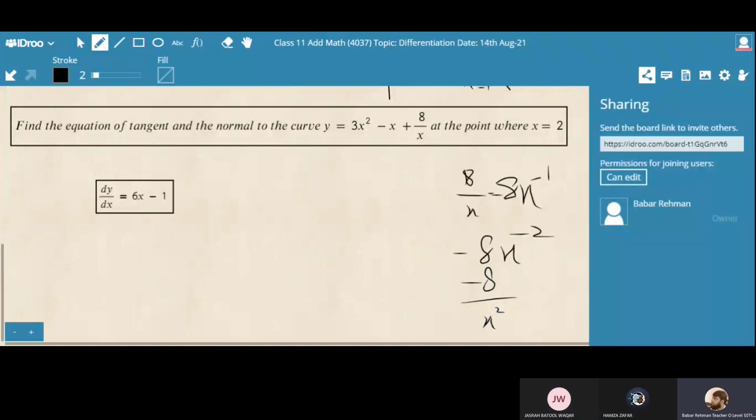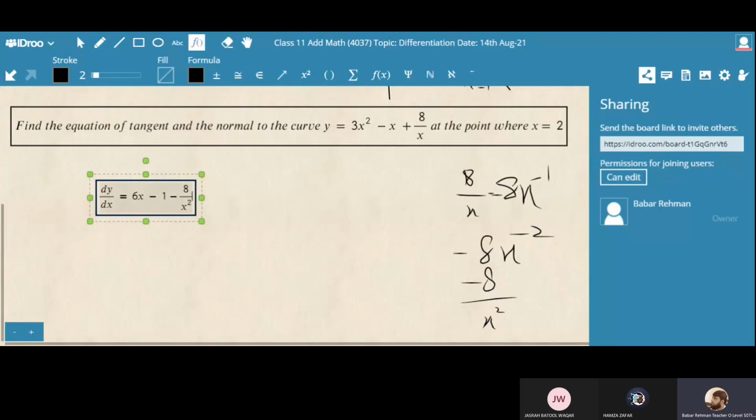Okay, now I input here, negative 8 upon x square. Done. Now this is the gradient. Now they are saying x is equal to 2. So what should I do now?